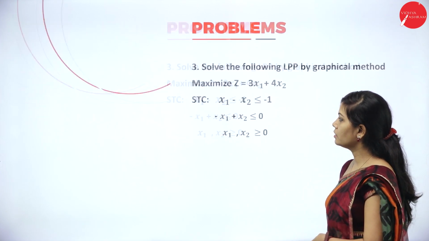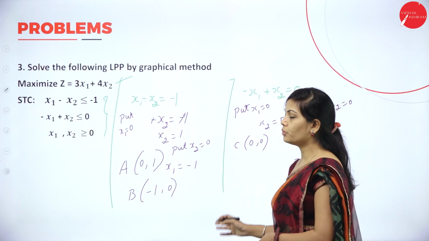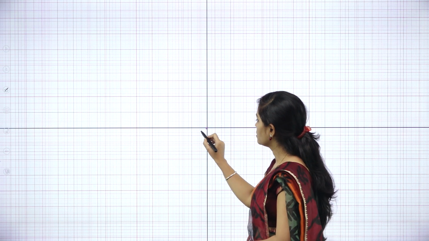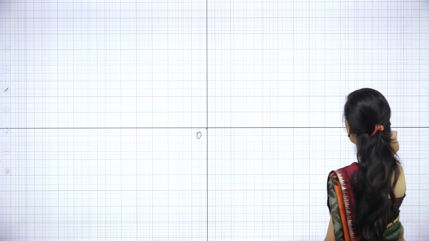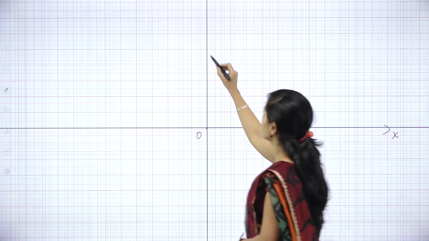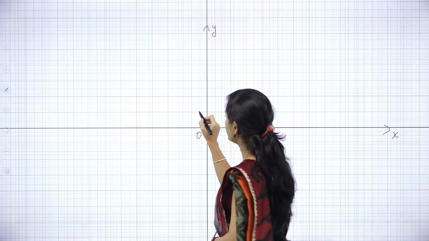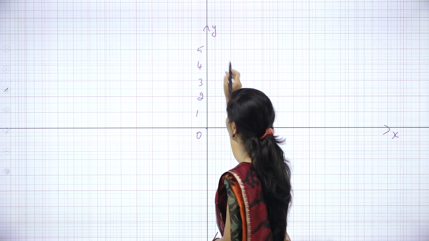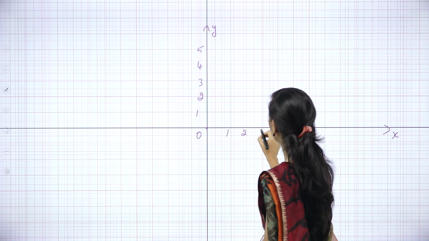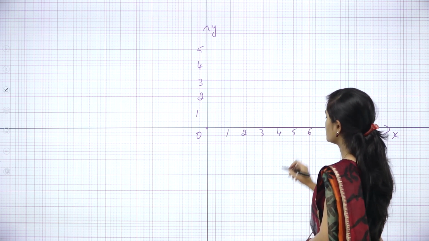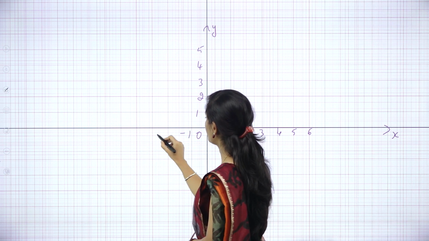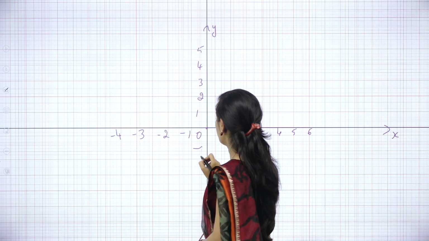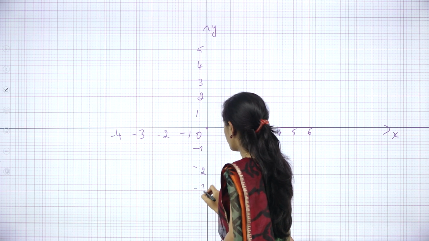Here point B has a negative value, so for this negative value I will use another quadrant. This is the origin 0, and this is the x-axis and y-axis. I will take the scale 1, 2, 3, 4, 5, 6, and here I will take minus 1, minus 2, minus 3 and minus 4.